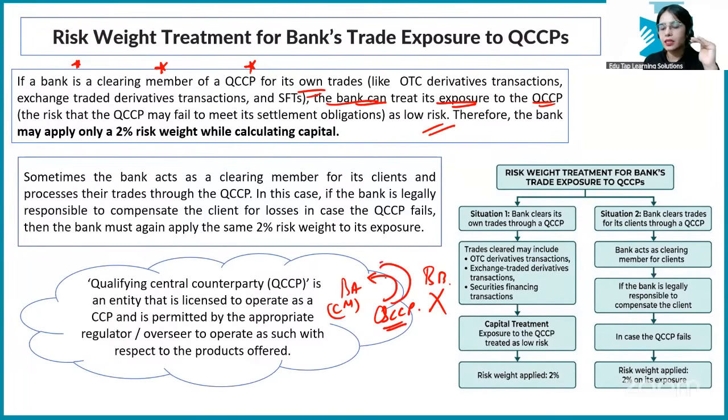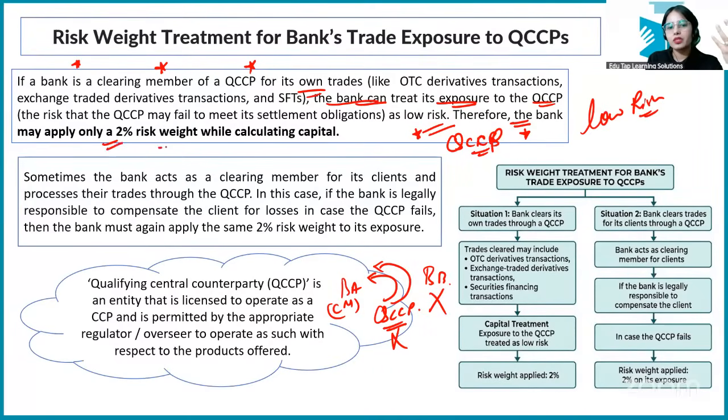Central counterparty will take the responsibility. So there is a low risk because there is some central counterparty that is present to take the risk. Therefore, it is said that now this is a low risk situation. But still some risk is available: what if this central counterparty also defaults? But there is low risk because there are two different parties now. So the bank may apply only a 2% risk weight while calculating the capital. In this case, the add-on factor, the other formula will not be applicable. Only 2% of the risk weight will be applicable.